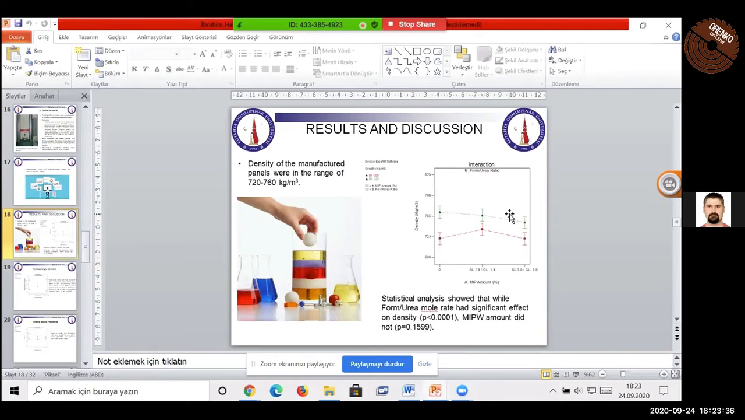If the graph is examined by formaldehyde and urea mole ratio, the board groups produced with 1.25 mol resin have higher density values than the others. We thought that it is about the internal adhesion of the boards.